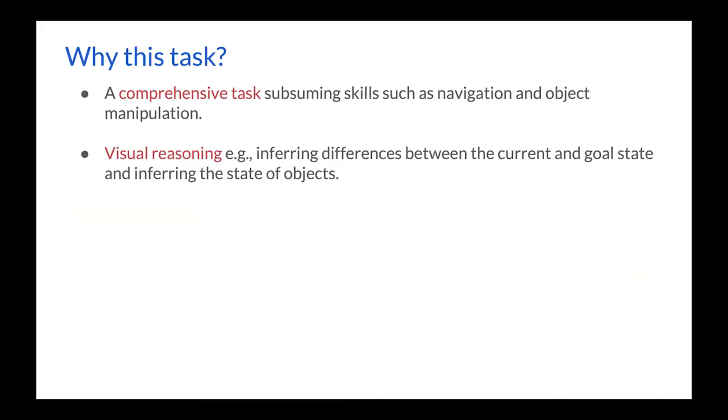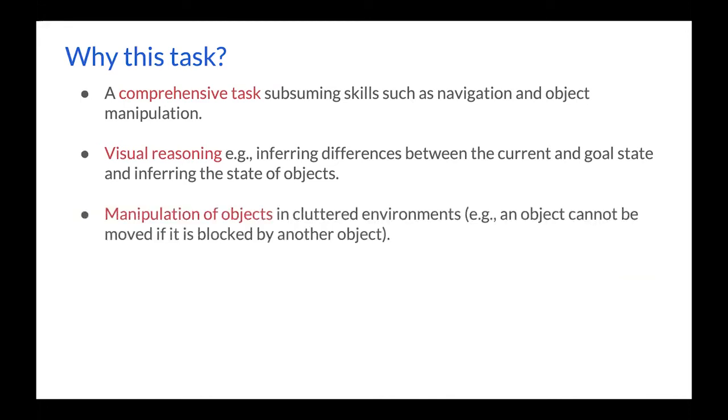So why this task? Why should we care about this task? This is a comprehensive task that subsumes skills such as navigation and object manipulation. It requires visual reasoning. We need to infer the differences between the current state and the goal state. We need to infer the state of the objects, for example, is this cabinet open or is this closed? It requires manipulation of objects in cluttered environments. For example, an object cannot be moved if it's blocked by another object. So we need to remove the occluder first before reaching the object of interest.